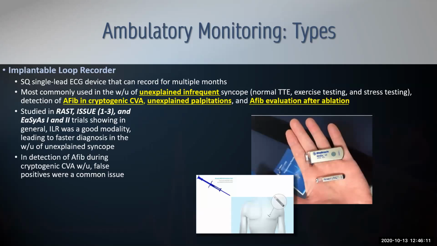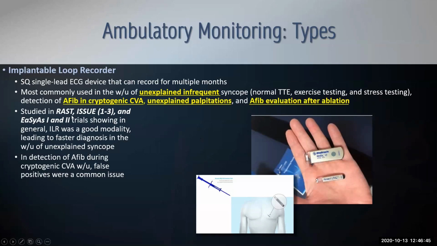So this is a single lead ECG that can record for many months. For patients that have symptoms that are going on but are very infrequent, this is something that can be placed as an outpatient procedure. Unexplained or infrequent syncope, where they've already gone through all this cardiac testing and it's been otherwise unremarkable to date. Maybe you're looking for AFib in a cryptogenic CVA patient, or unexplained palpitations that are very infrequent. Or maybe you're looking to see, after they had an ablation, what the burden of AFib is after that ablation. Maybe it's going to help you decide whether you want to continue anticoagulation in those patients.